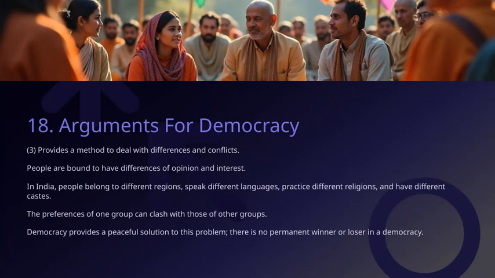Arguments for democracy. Number 3, it provides a method to deal with differences and conflicts. You see, people are naturally bound to have different opinions and interests. In India, for example, we come from various regions, speak different languages, practice different religions, and belong to different castes. These differences can sometimes lead to clashes between groups, but democracy offers a peaceful way to address these issues. It ensures that there is no permanent winner or loser, allowing everyone to have their say and find common ground. This way, democracy helps maintain harmony despite our diversity, which is crucial for a united nation.